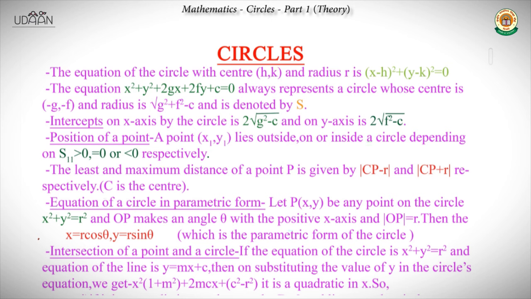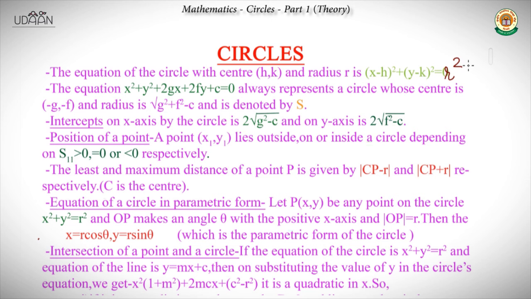So the equation of the circle with the center (h, k) and radius r is given by the equation (x minus h) whole square plus (y minus k) whole square equals r square. Right, so it should be r square, because the radius is obviously non-zero. Yeah, it's a small typo error, sorry.